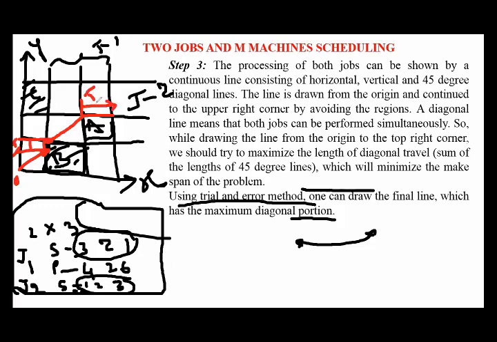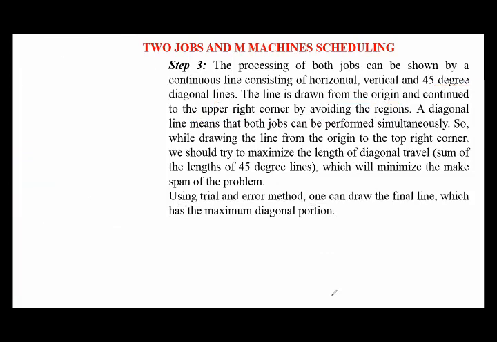The vertical line indicates the ideal time of job 1. The horizontal line indicates the ideal time of job 2. So these ideal lines we calculated with the help of diagonal lines, 45 degree diagonal lines. The diagonal line was drawn from the origin and continued to the upper right corner by avoiding the regions. Okay, this is the procedure we have to follow in the graphical method.